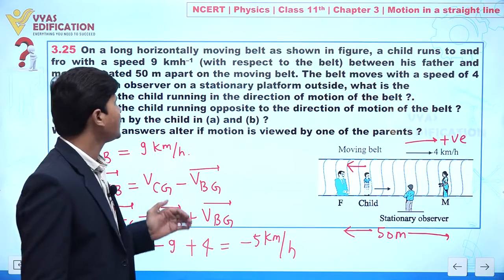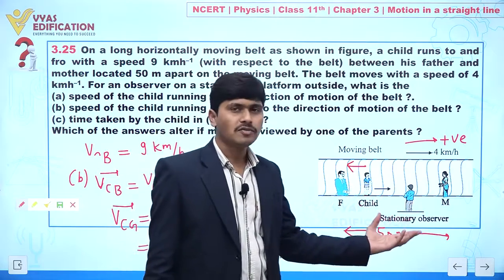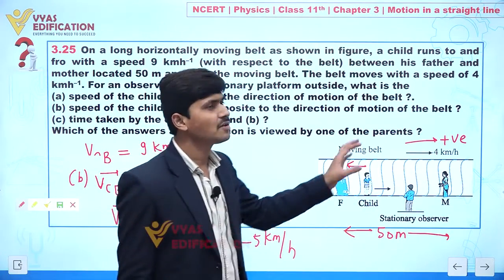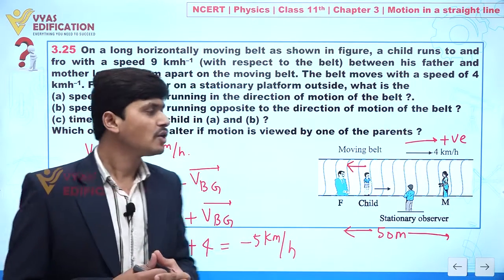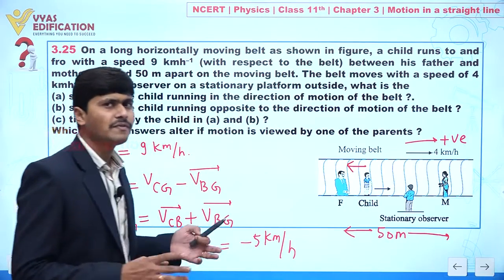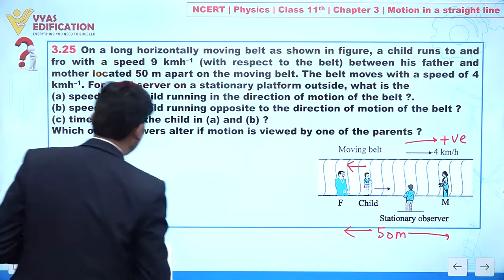What is the time taken by the child in A and B? Now actually the observer is outside. Let's suppose we place this observer on the belt itself, or if we talk about a non-inertial frame. So in the concept of a non-inertial frame, can we find the time here? Yes, directly we can calculate the time here. So how will we calculate?